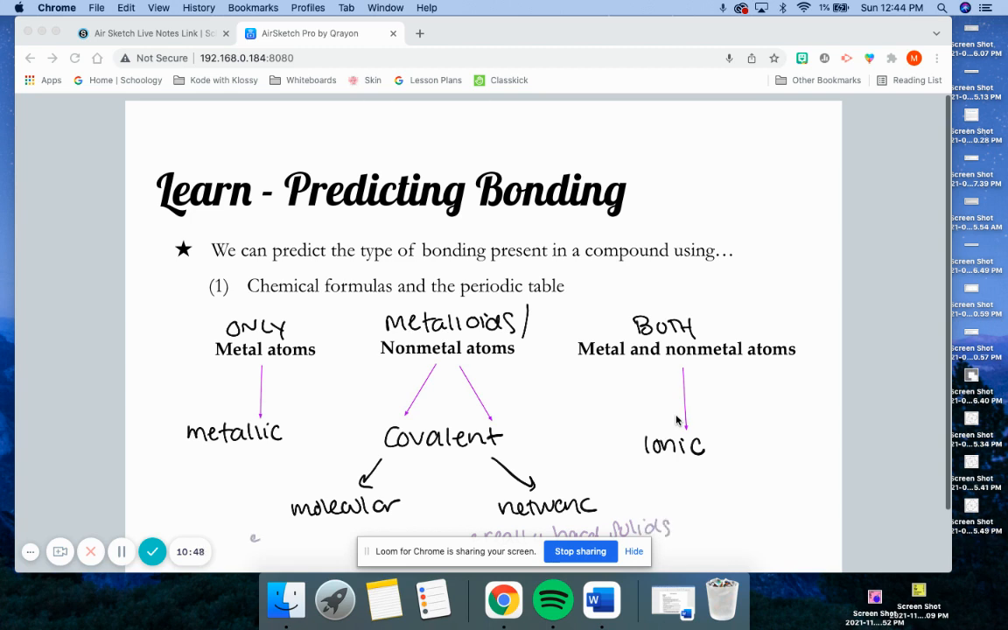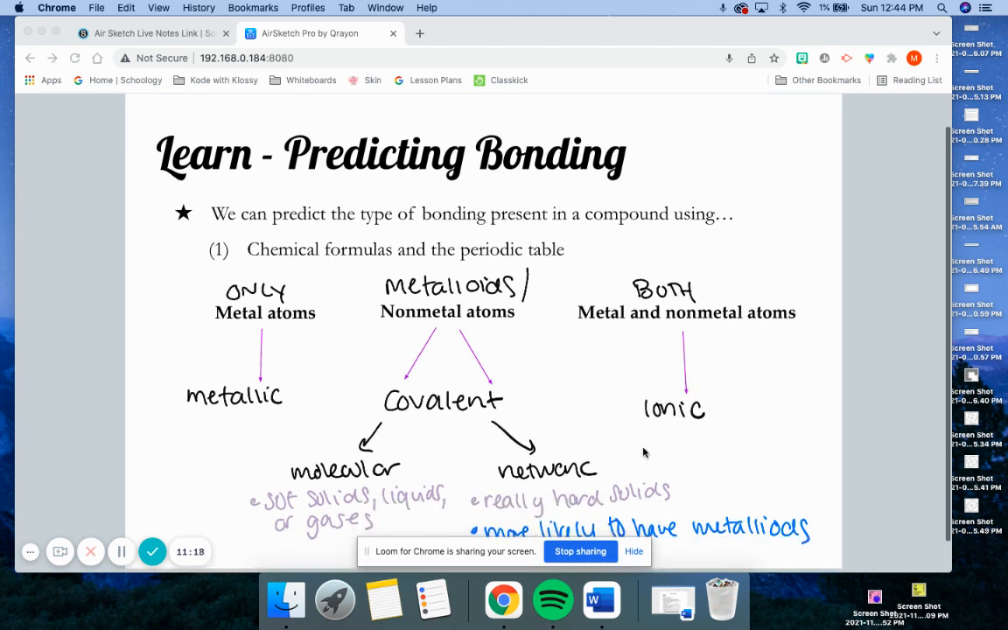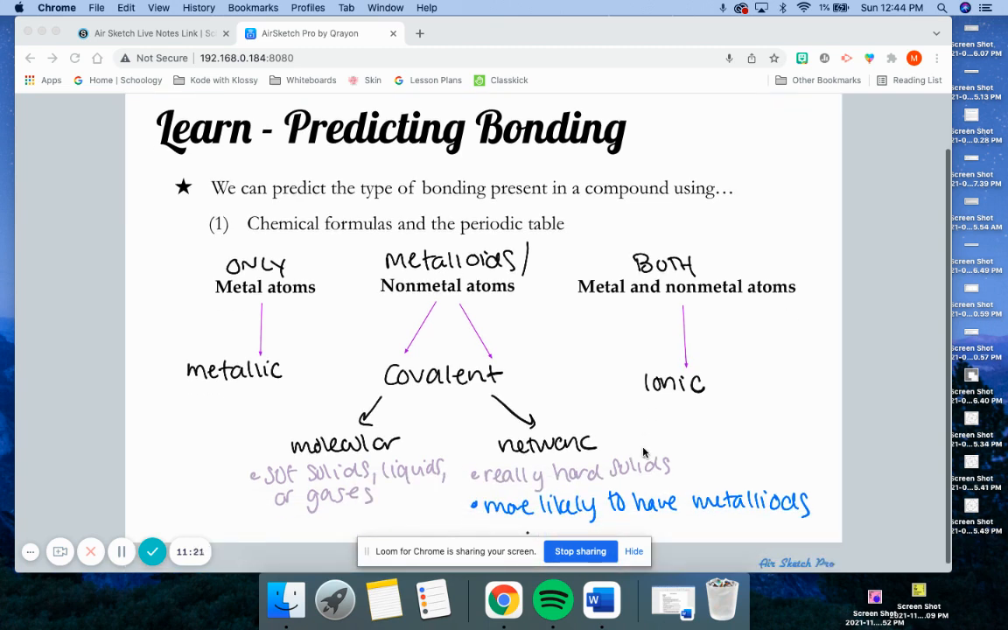But molecular covalent bonding can have soft solids, liquids, or gases. I can also look at whether there are metalloids present. Now, metalloids can be present in both types of covalent bonding, but network covalent bonding is more likely to have metalloids. So if I see a metalloid and I also know that it's a hard solid or a solid in general, I can make an educated guess that that's going to be a network covalent over a molecular covalent.